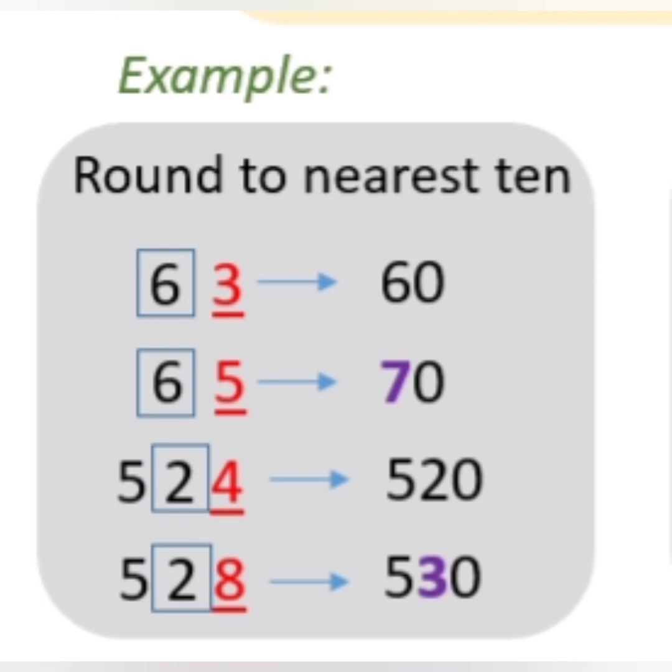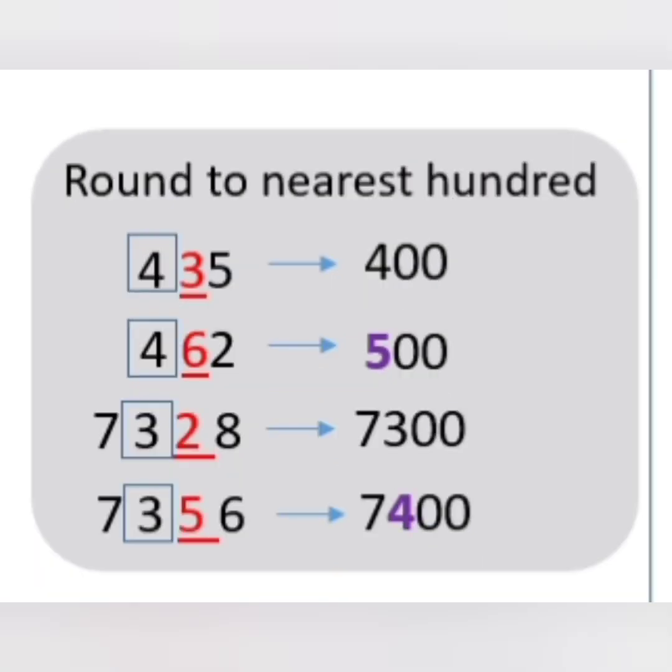So what did we understand from this? If we are rounding a digit, look at the next digit. If it is 5 or greater than 5, move to the next door. That is to the next number. And the digits at front remain the same and the digits at back become 0.